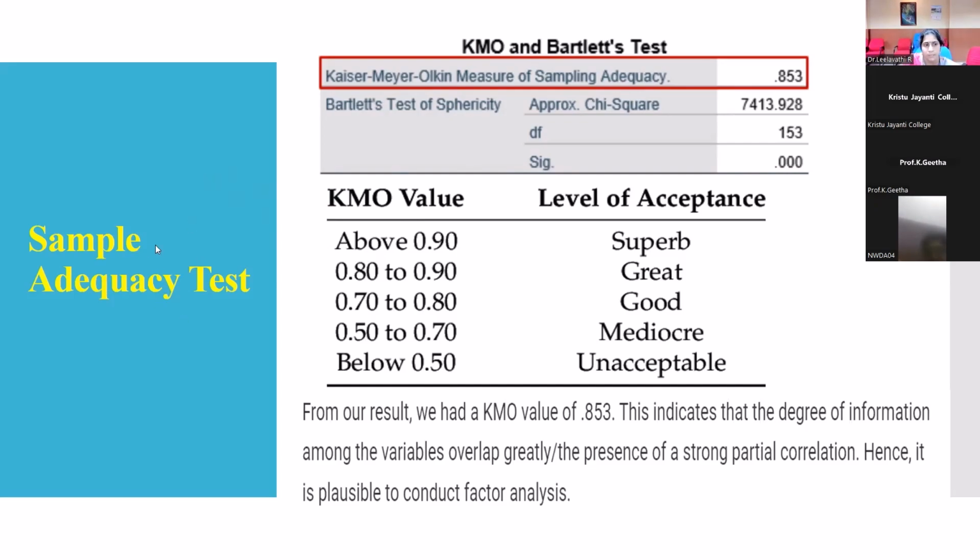When you are checking the sample adequacy test, you will get values like this. These are the KMO values. The KMO value should be more than 0.8, which means that it is great, and more than 0.7 itself we can consider. But if you have more than 0.8, there are no discrepancies that will happen when you are doing any analysis. Your sample is perfect, and you can proceed with whatever analysis you want. So let me tell you how to do this particular analysis.